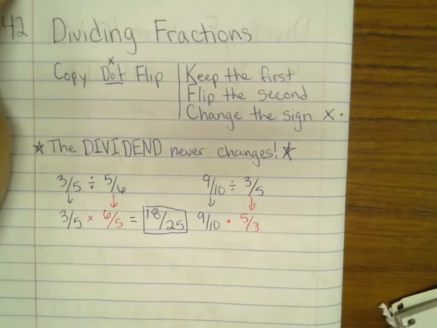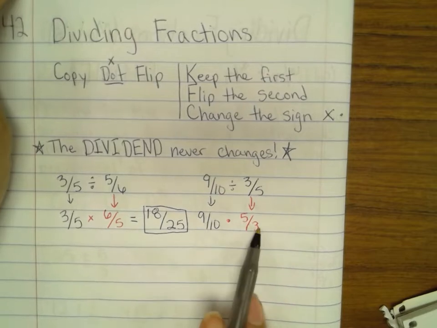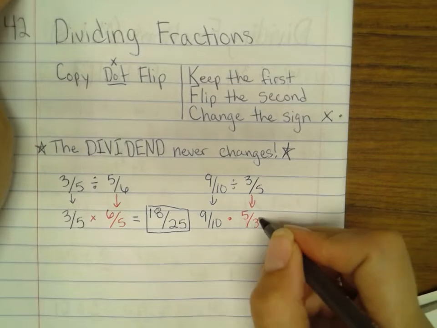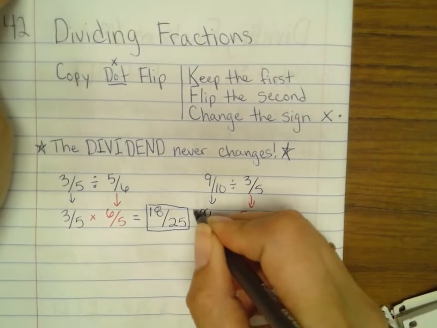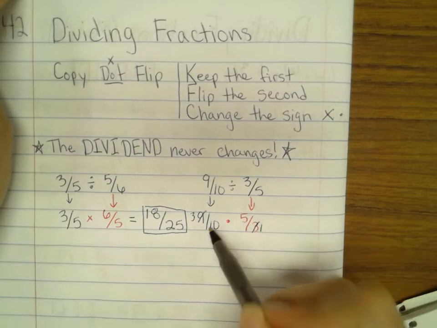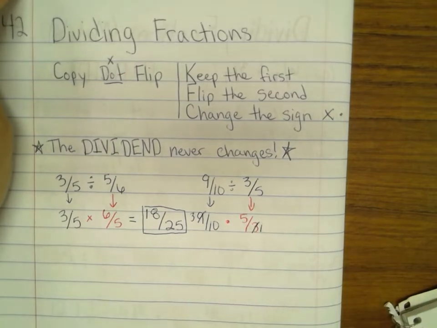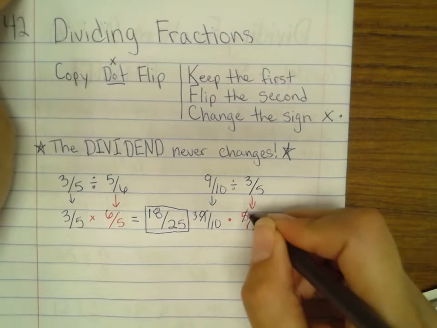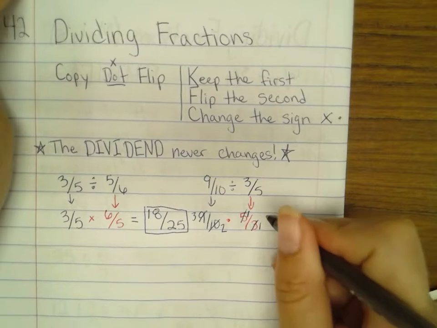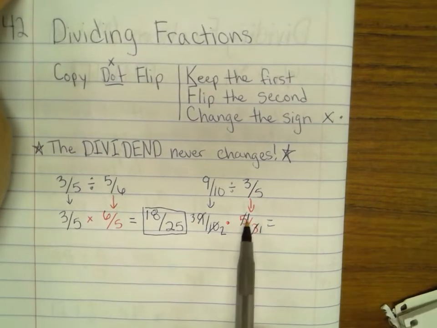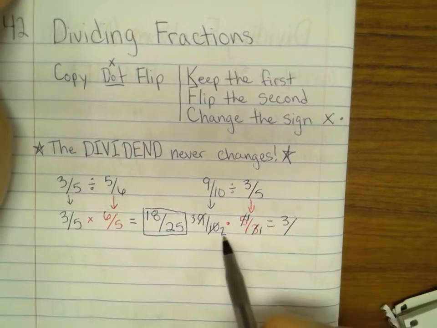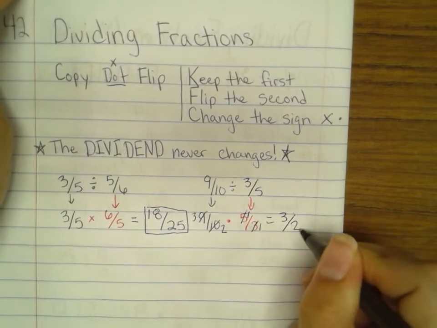Okay, now I can cross cancel if I can. 9 and 3, do they have anything in common? Yes, they do. 3 goes into 3 one time. 3 goes into 9 3 times. So now I have that on top. 5 and 10, do they share anything in common? 5 goes into 5 one time. 5 goes into 10 two times. So multiply across the top. 3 times 1 is 3. 2 times 1 is 2.